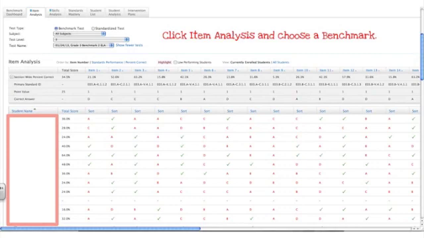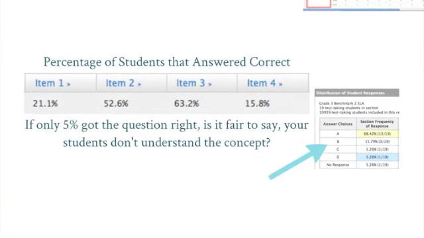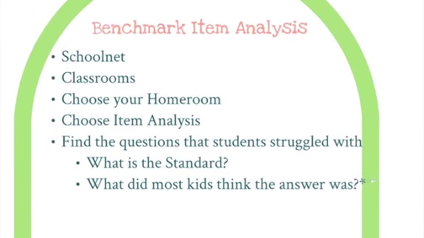Here you'll see your students' names, along with all the items from the test, and what answer each student chose. The percentage of students that answered correct is right under the item number. If only 5% of your students got the question right, is it fair to say your students don't understand the concept? You can also look to see which answer they answered most often. For this example, most of the students chose A. It's important to find out why that was. At this point, we're asking ourselves, what's the standard that they didn't understand, and why did they answer the way that they did?